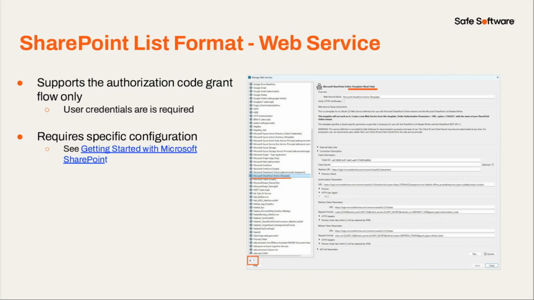Here is a closer view of the web service that's required for the SharePoint list format. Again, this web service only supports the auth code grant flow, so you will need a valid Microsoft username and password to establish a valid user session and complete the OAuth flow. This web service definition also requires a few specific configuration steps to adjust the parameter values that you see therein. Instructions for configuring this web service are linked to our Getting Started with Microsoft SharePoint knowledge base article, so please be sure to consult that article for those specific instructions.